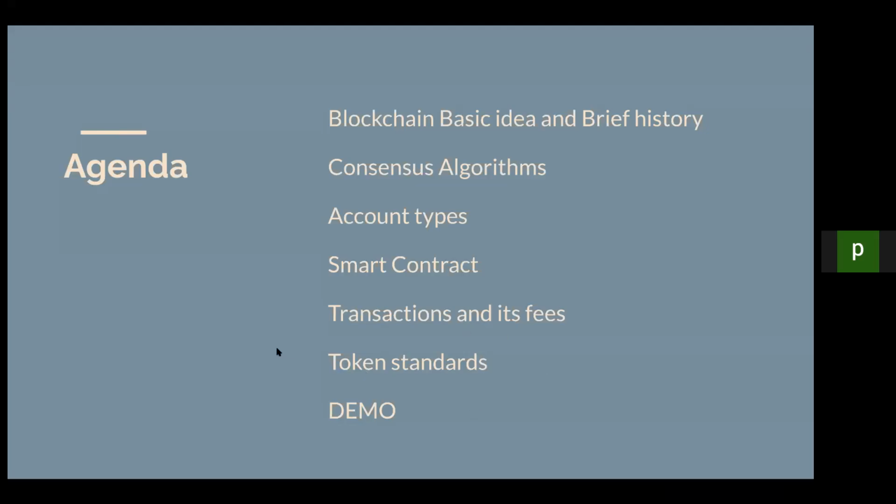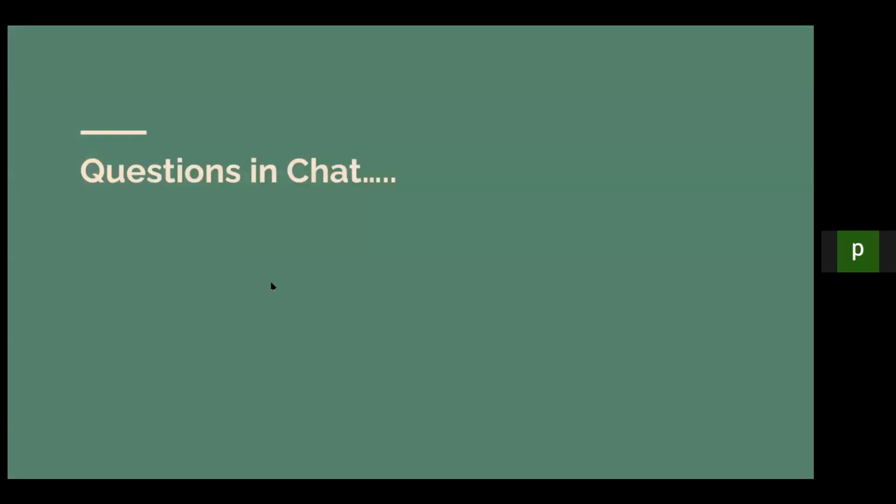So here is a very quick list of the agenda for today's session. We will be talking about the basic idea of blockchain and a very brief history, the consensus algorithm and account types, what the account types in blockchain are, smart contracts, transactions and their fees, token standards, and a demo. We will have two demos. Mainly about smart contracts, we will be deploying an app on the blockchain and testing it out. So that is the brief agenda.